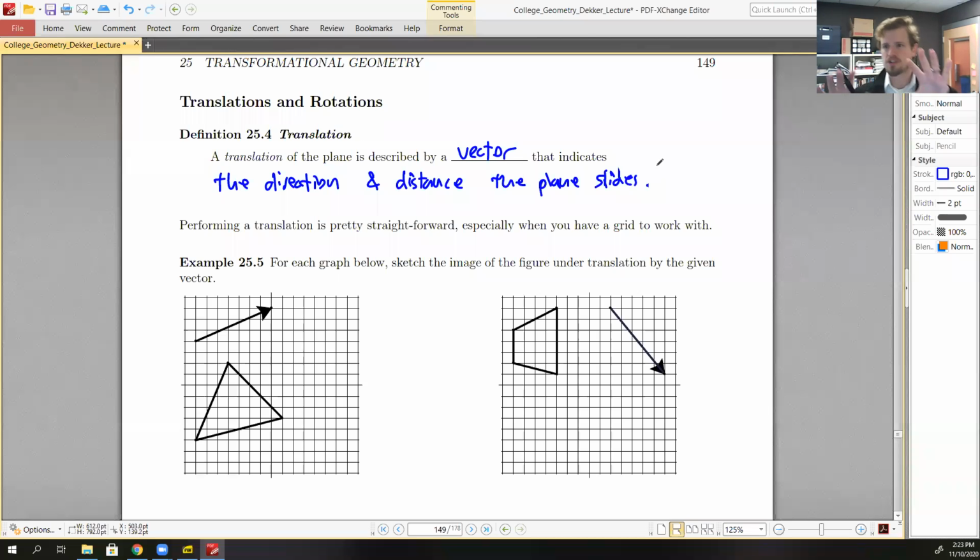So when we talk about a translation, we're just taking the plane and sliding it up, sliding it over, sliding it down, but we're just taking it and moving it around, okay? So we're not twisting or turning, we're not flipping, it's just side to side, up or down, some sort of vector movement there. That's it.